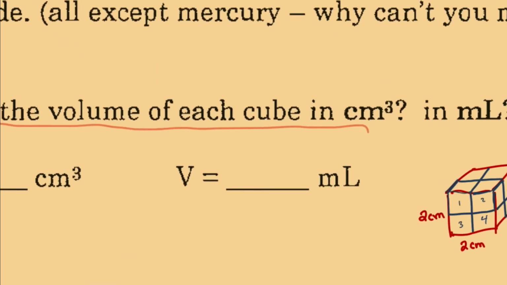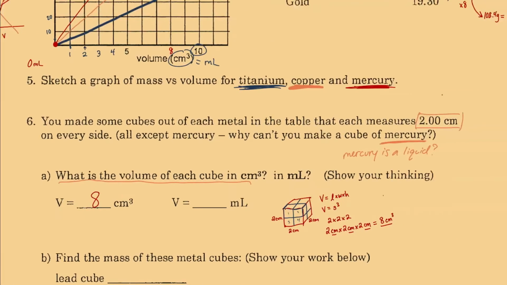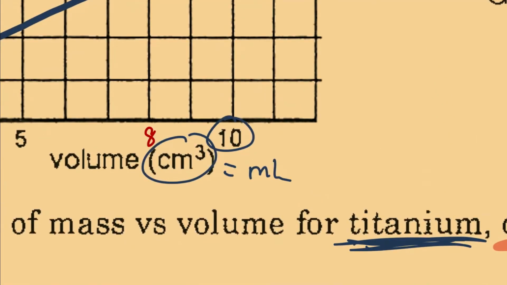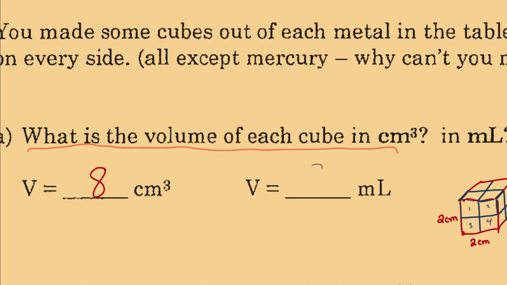Okay, and it also wants to know our volume in milliliters. Well, we already said, I think in the last video, that 1 cubic centimeter is 1 milliliter. Actually, we did it up here, right? So these are the same unit. They're measured the same way. So I'm going to put an 8 there as well. 8 cubic centimeters is 8 milliliters.